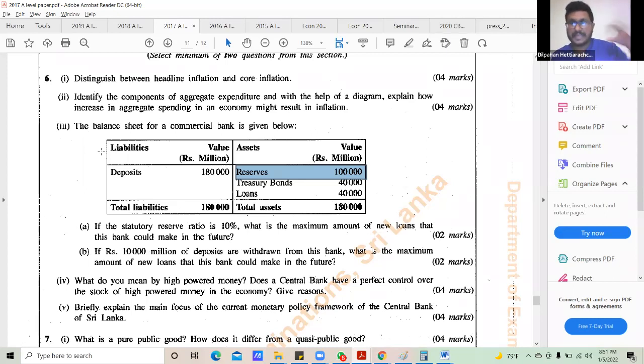So excess reserve is the question, right? So don't write excess reserves. You write the maximum amount of new loans that this bank could make equals 82,000. Why? Because they have an excess of 82,000 over required reserves.